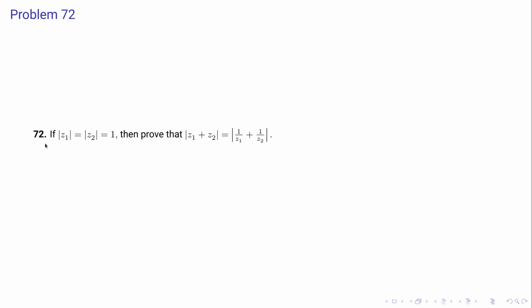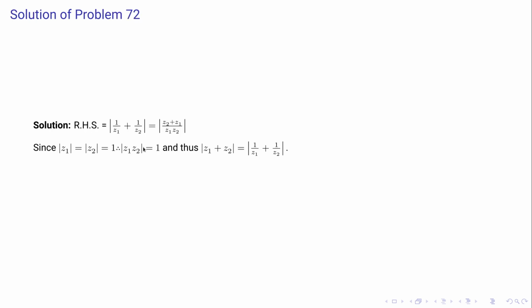Problem 72 says that if mod of Z1 is equal to mod of Z2 is equal to 1, then prove that mod of Z1 plus Z2 is equal to mod of 1 by Z1 plus 1 by Z2. So right hand side is mod of 1 by Z1 plus 1 by Z2, which is equal to mod of Z2 plus Z1 by Z1 Z2.